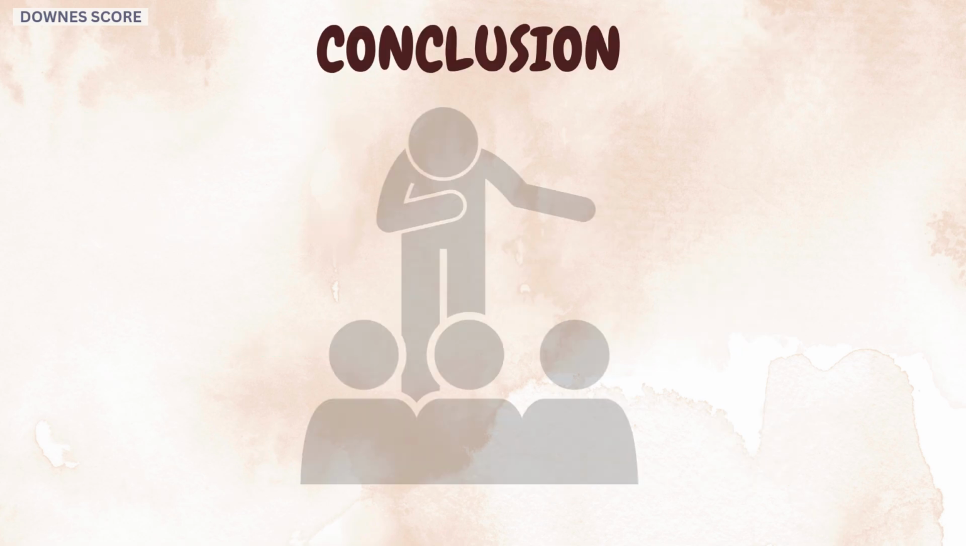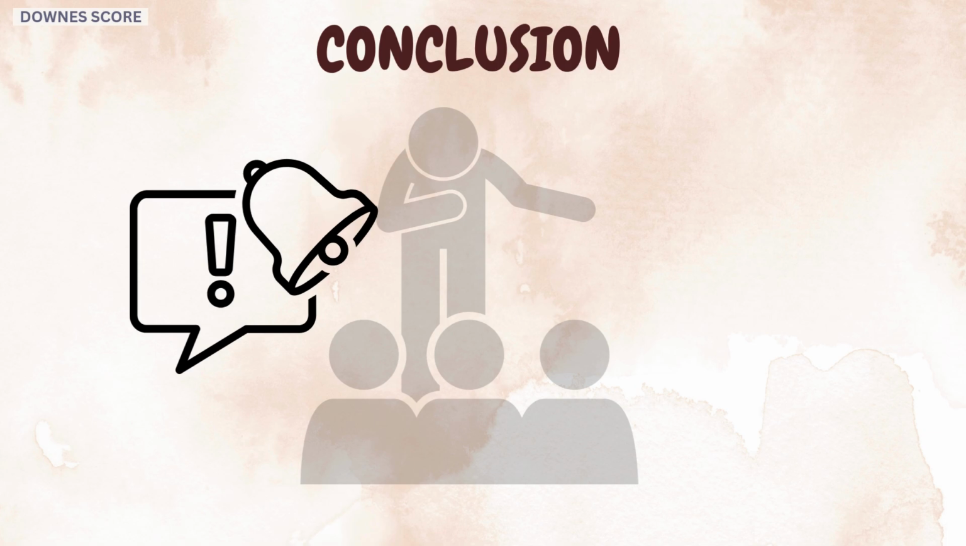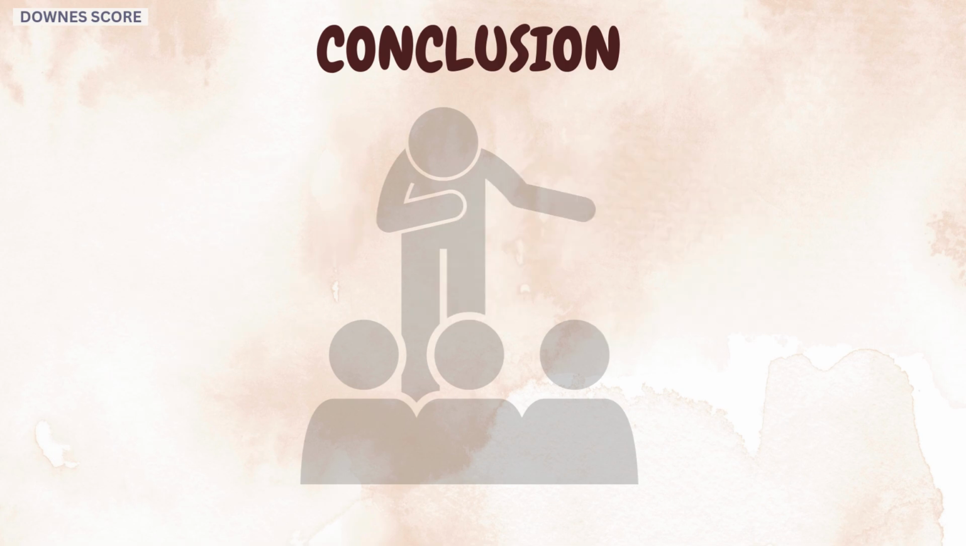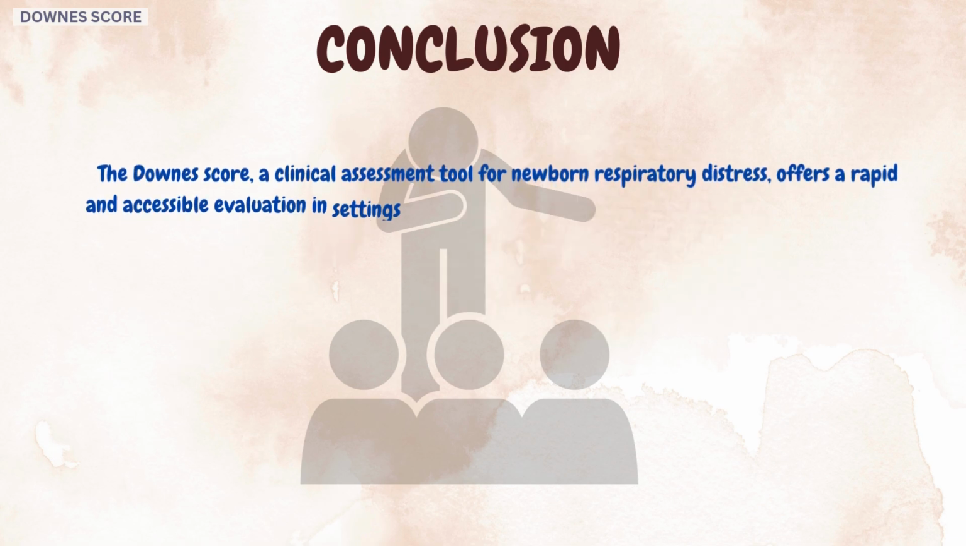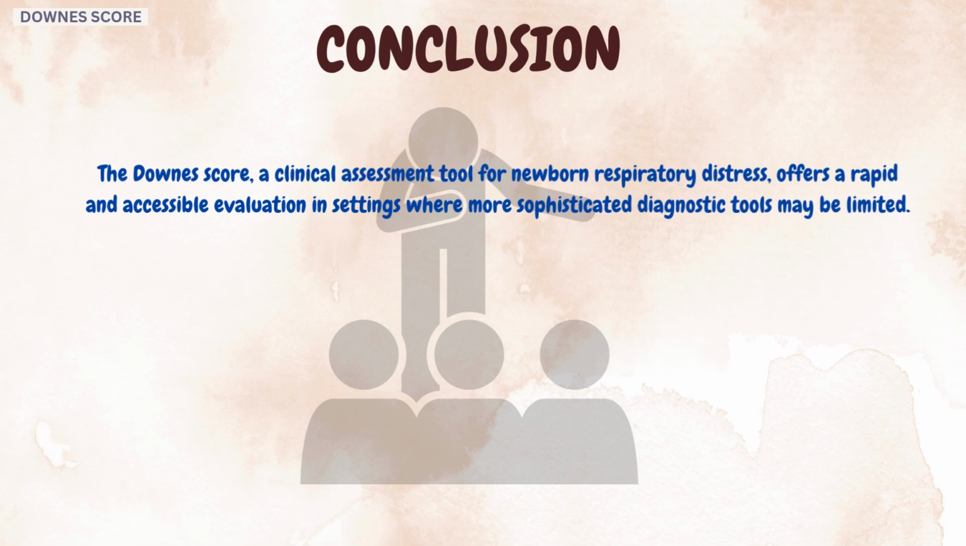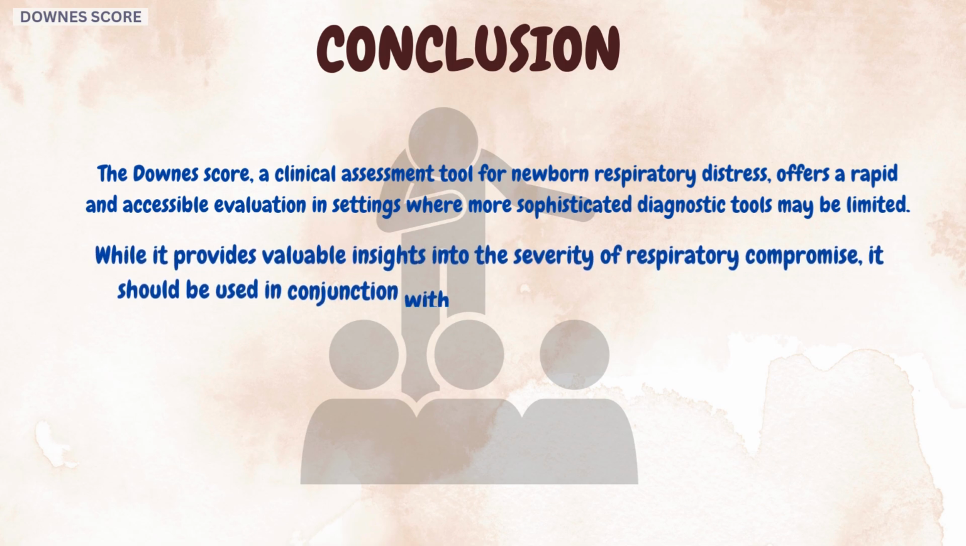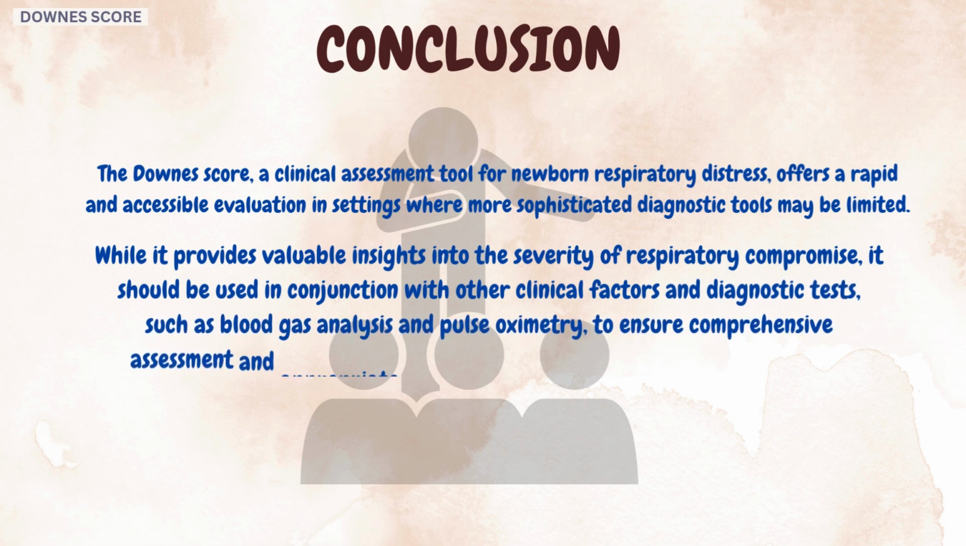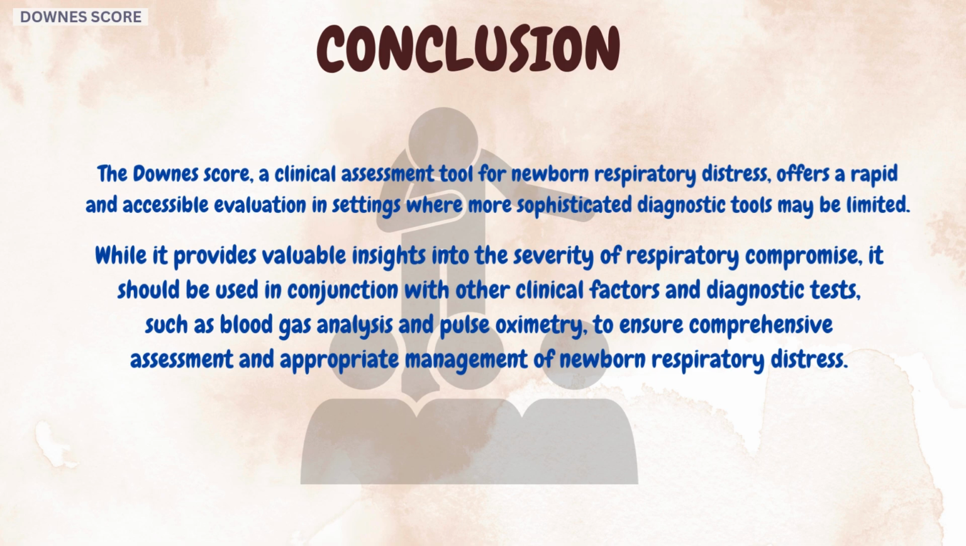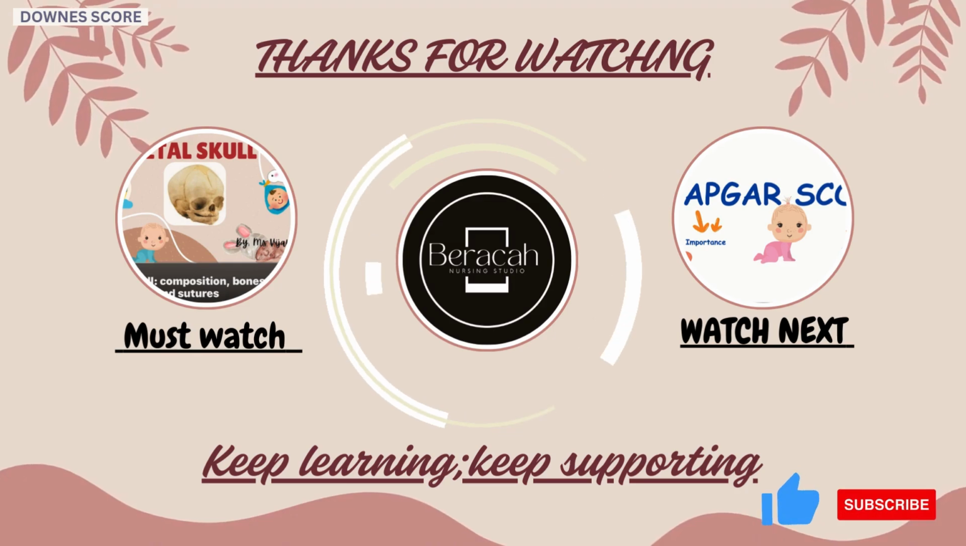In this video, we learned about the Downey score, its importance, and clinical application. So, Downey score is a clinical assessment tool for newborn respiratory distress that offers a rapid and accessible evaluation in settings where more sophisticated diagnostic tools may be limited. While it provides valuable insights into the severity of respiratory compromise, it should be used in conjunction with other clinical factors and diagnostic tests, such as blood gas analysis and pulse oximetry, to ensure comprehensive assessment and appropriate management of newborn respiratory distress. So, this was all about the video.